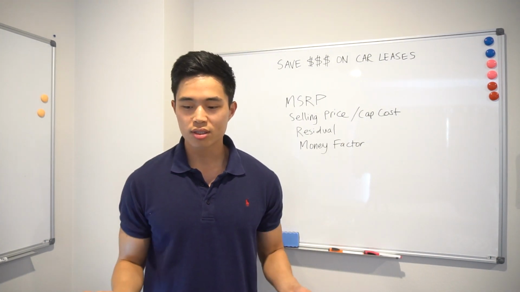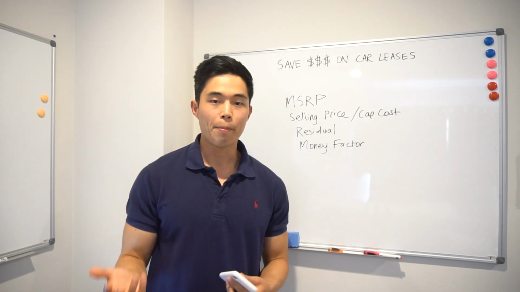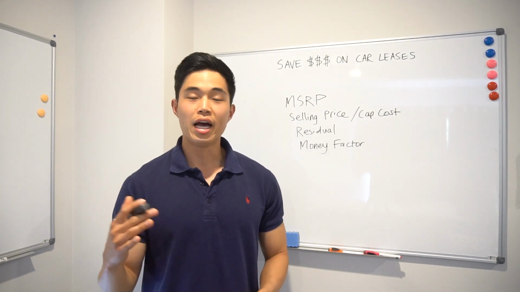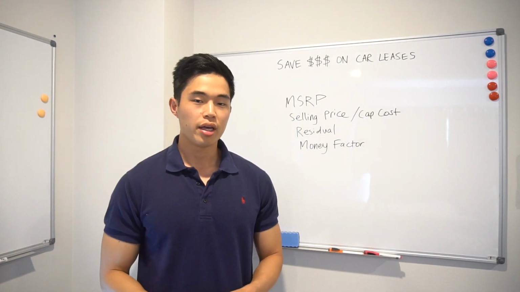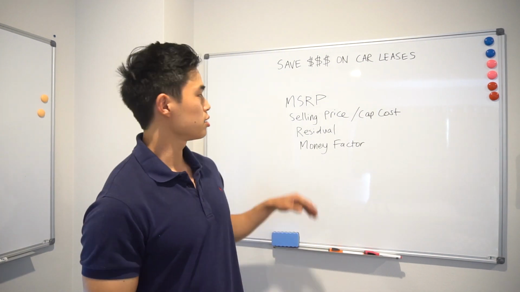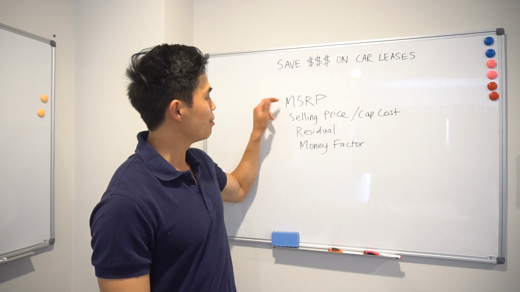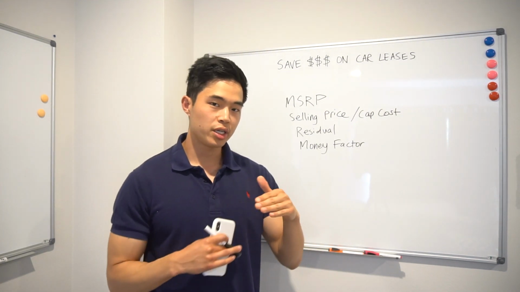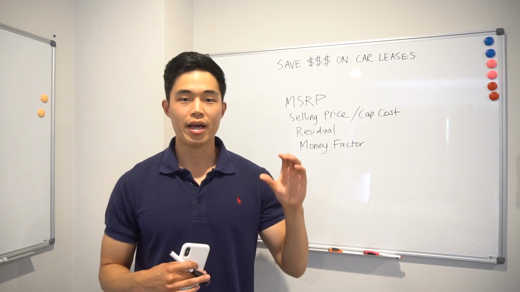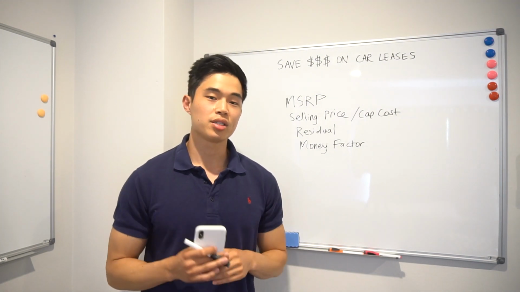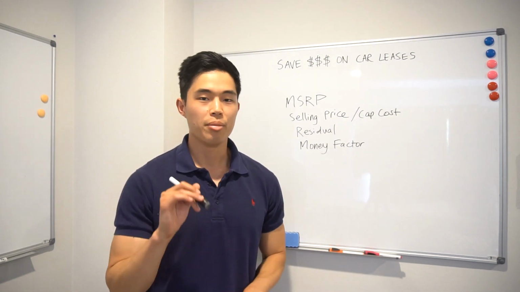This is the cost of the car that you are going to end up paying. This is the cost after you negotiate with the dealership, and we basically want to get this cost as low as possible. The difference between your selling price and the MSRP is your negotiated discount, and we want that as big as possible because that is what is going to lower our monthly payments the most.